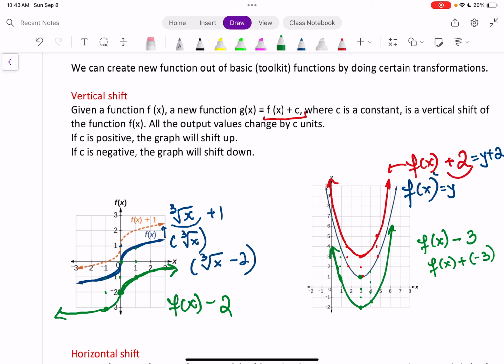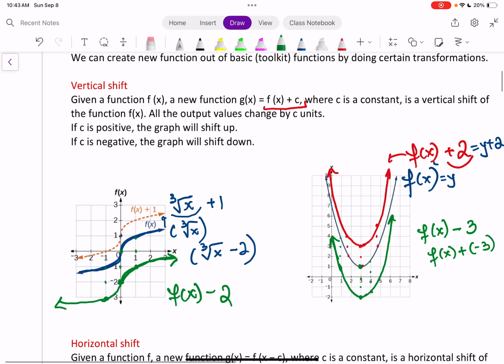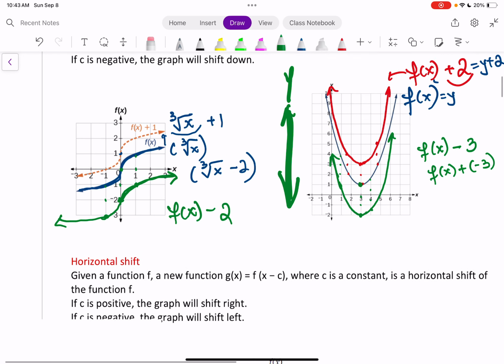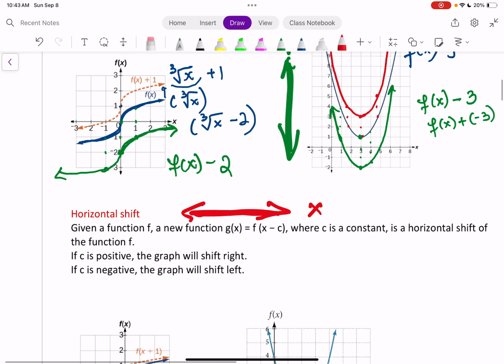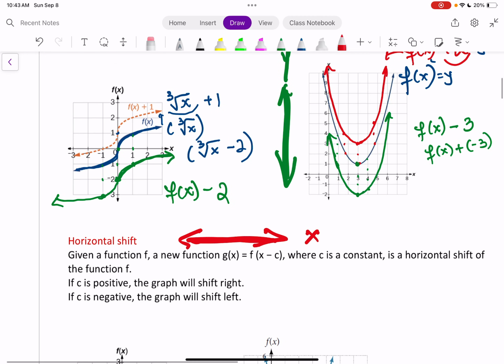Vertical shift means up and down the y-axis. Yes, so changes are made to the y. When you're looking at a horizontal shift, that simply means stuff is happening left and right. Therefore, the changes are made in the x values.